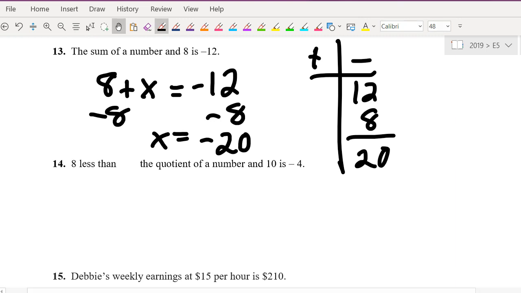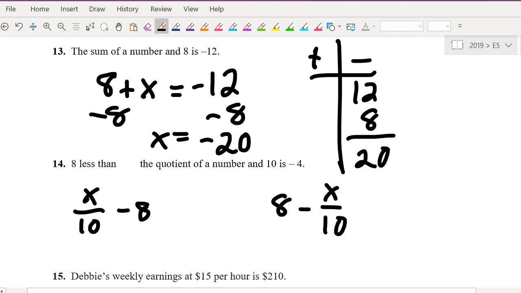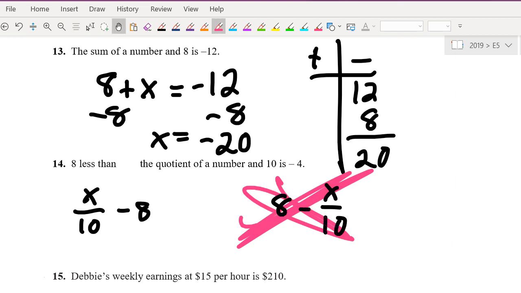Alright, 8 less than the quotient. So the quotient of a number and 10 is x over 10, minus 8. Now, if you did 8 minus x over 10, that's wrong. So be really careful. Why is that wrong?